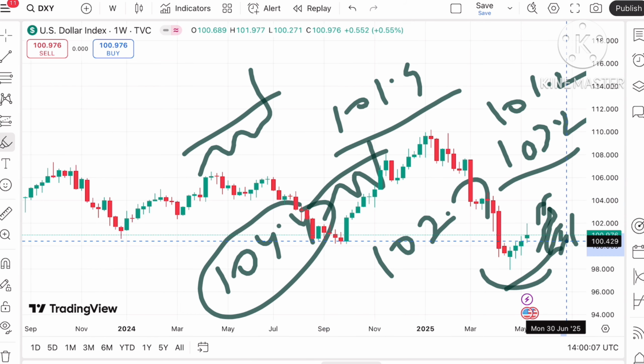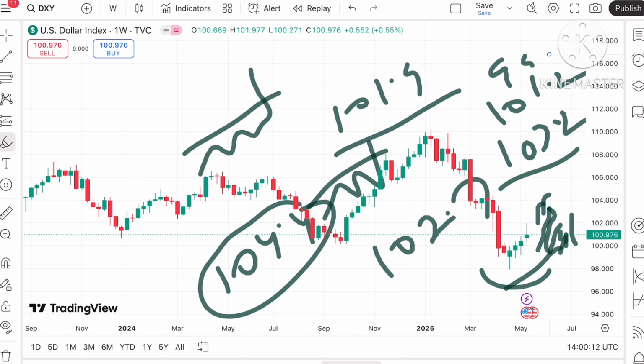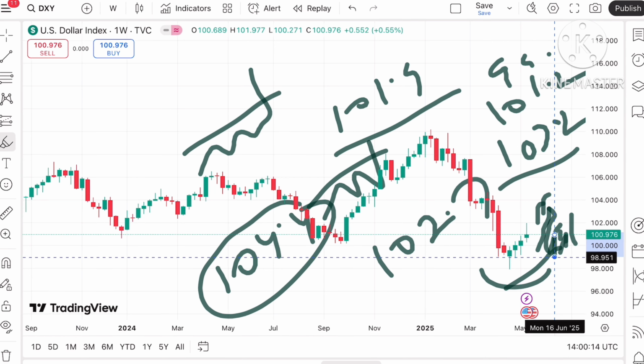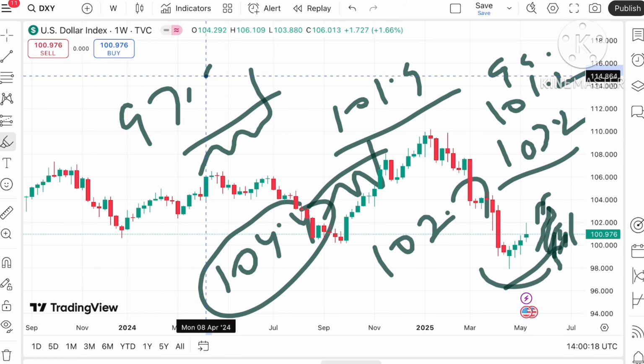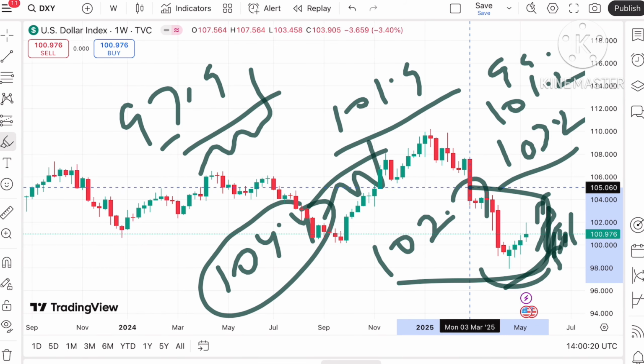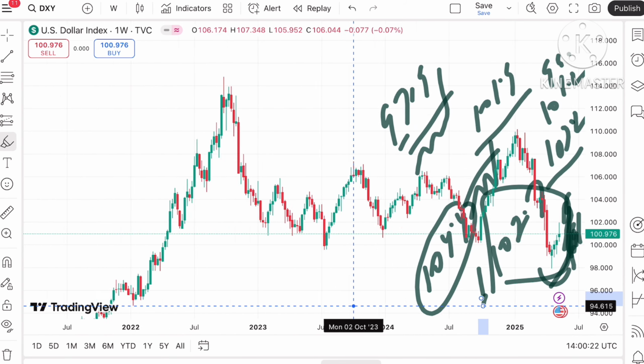But if the price doesn't sustain, it can come down again towards 100.3, from there a level of $99.9. And if the price falls below this level, it will fall below a level of 98.9 to a level of $97.9. Then there will be a zone breakout, so we can see there can be a further fall.